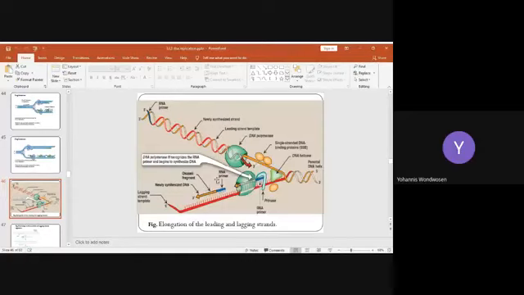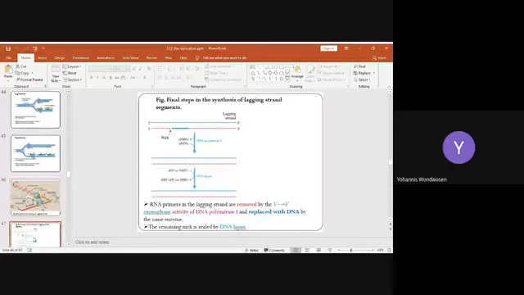The lagging strand synthesis is also indicated for the replication process.